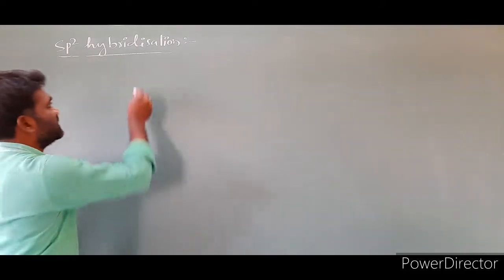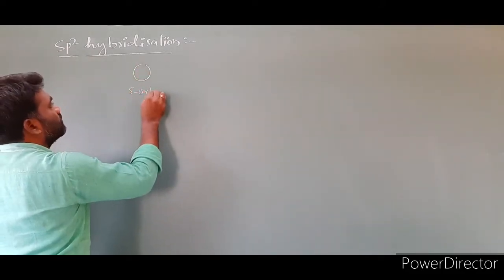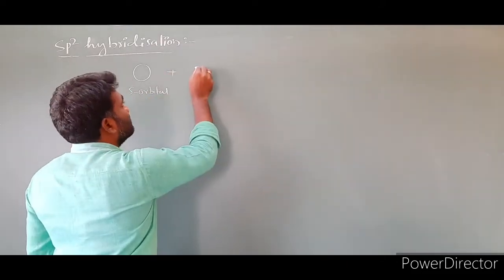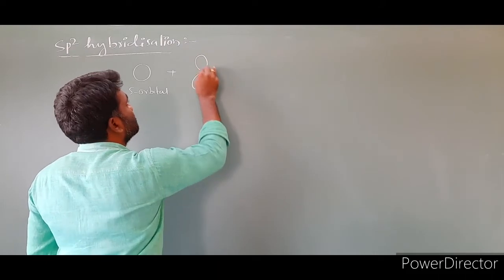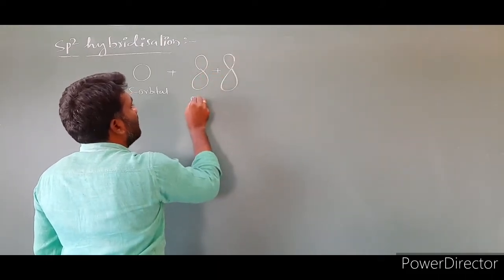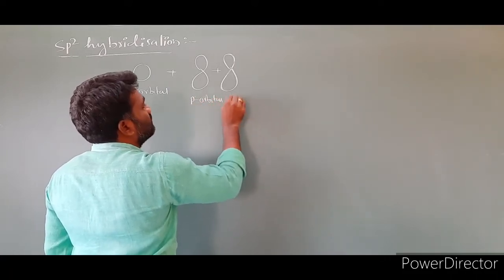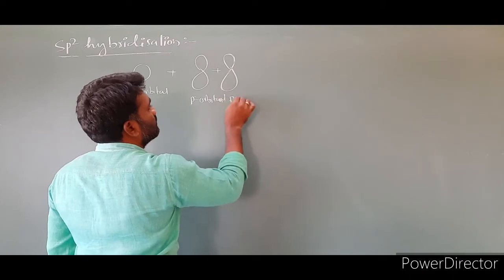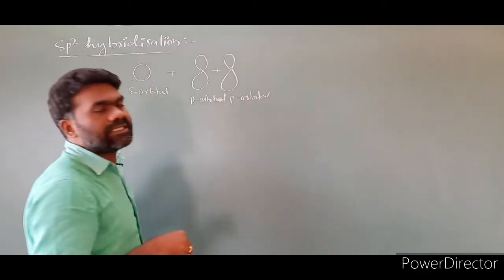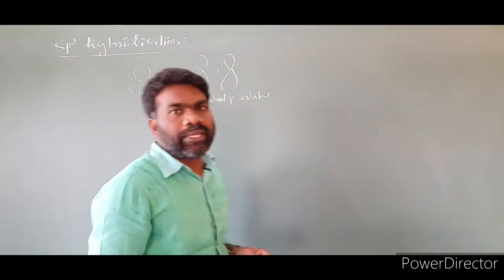Here I am taking one s orbital, and two p orbitals: this is one p orbital and this is another p orbital. So, intermixing of one s orbital and two p orbitals.